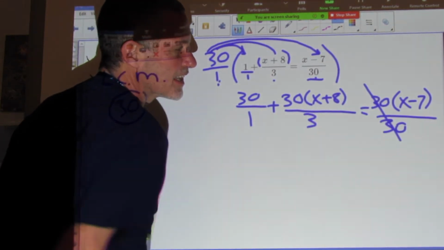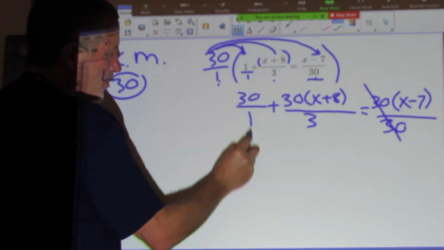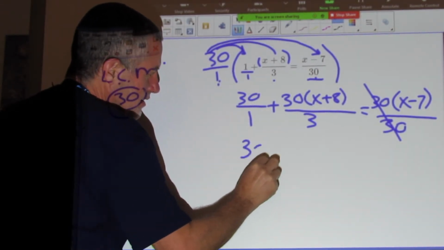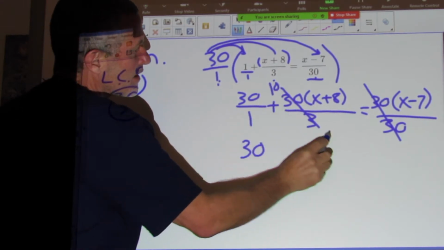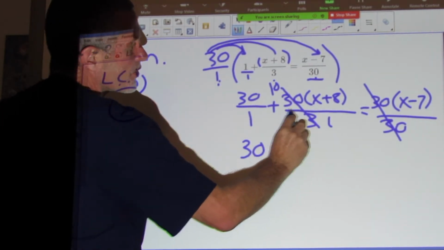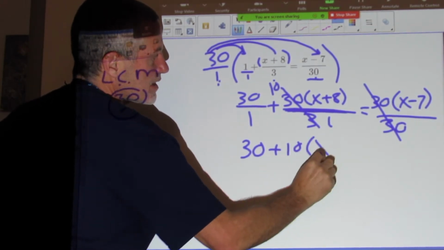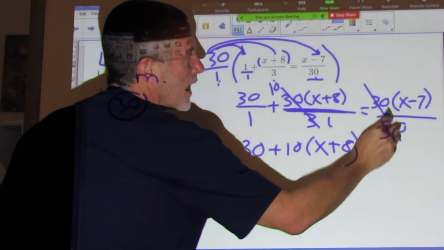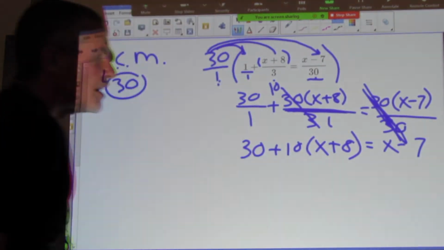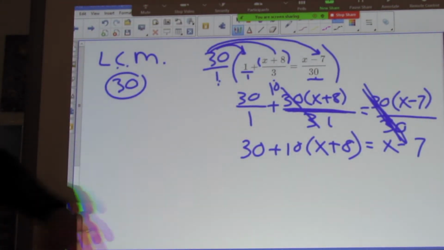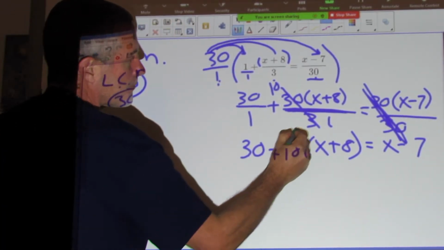Again, these ones are going to cancel out, and that's going to be nice for our equation. So 30 over 1 simplifies to 30. 30 over 3 simplifies to 10 over 1. So this will just be 10 times the quantity, x plus 8. And this one, again, canceled out. And we're just left with our x minus 7. Our magic trick works again. No more fraction. And we can solve this equation.